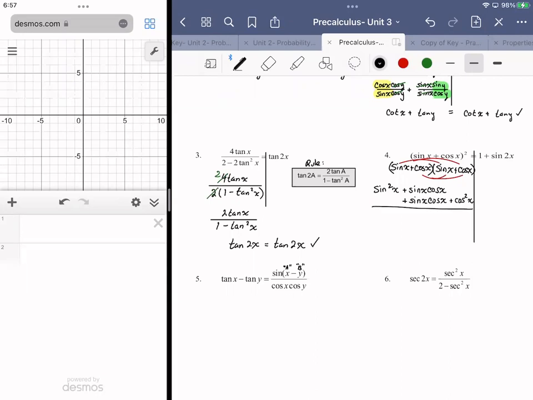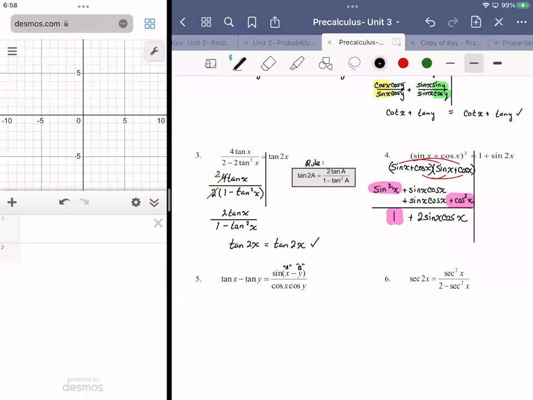First thing I notice is that I have sine squared plus cosine squared. Addition is commutative, so it doesn't matter what order I add these two things in. I can just pluck out the sine squared plus cosine squared. That's going to be equal to a 1. Then I have 2 of those sine x cosine x's, so plus 2 sine x cosine x.